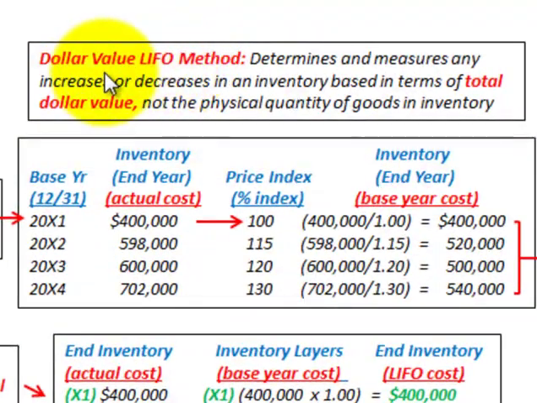Here we're going to be going through a dollar value LIFO method, and we're going to go through an example on how to make the calculations. LIFO stands for last in, first out inventory method. With this dollar value LIFO method, you determine and measure any increases or decreases in inventory in terms of a total dollar value, not the physical quantity of goods in inventory.